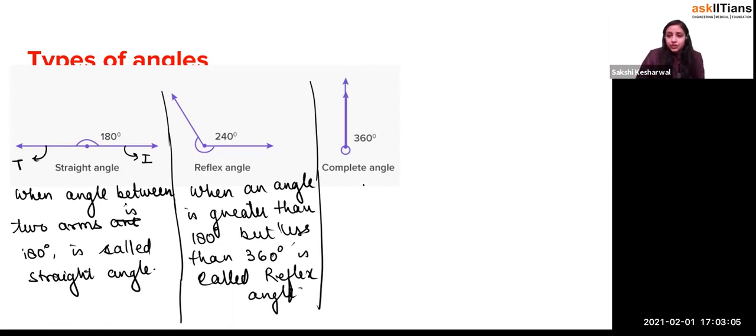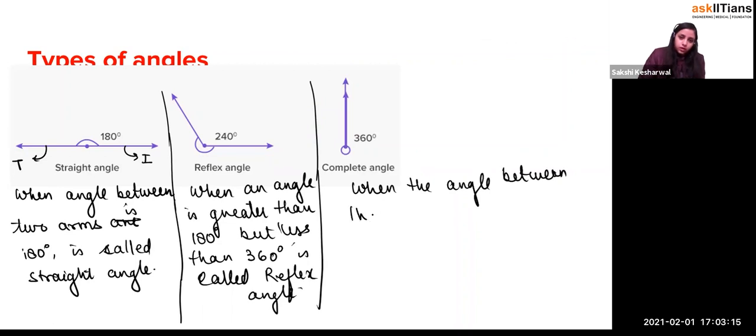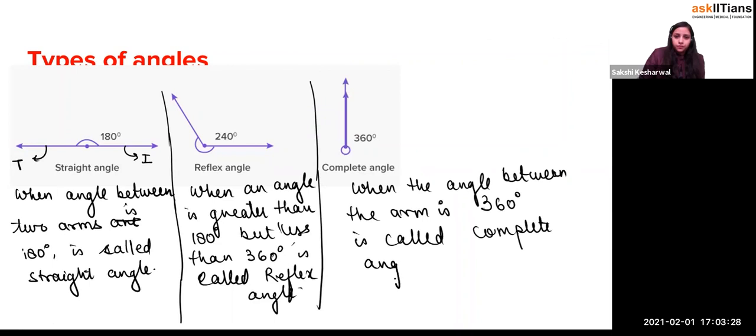So it means that when the angle between the arms is 360 degrees, it is called a complete angle, right? Okay, I'll give you one example over here.